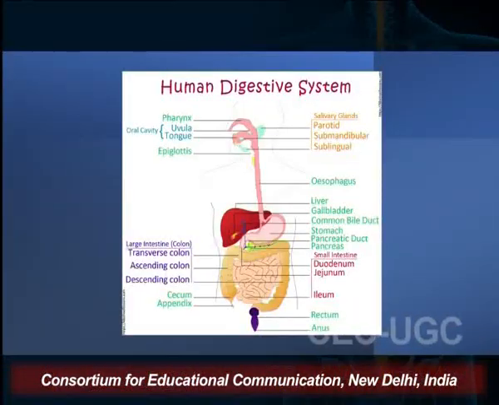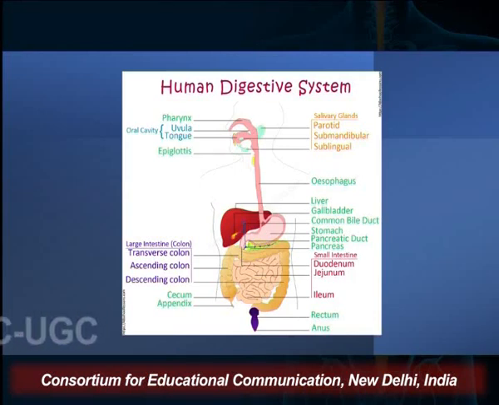pancreas and gallbladder. The hollow organs that make up the gastrointestinal tract include the mouth, stomach, esophagus, small intestine and large intestine, which contains the rectum and anus. We can see all these organs in this diagram.